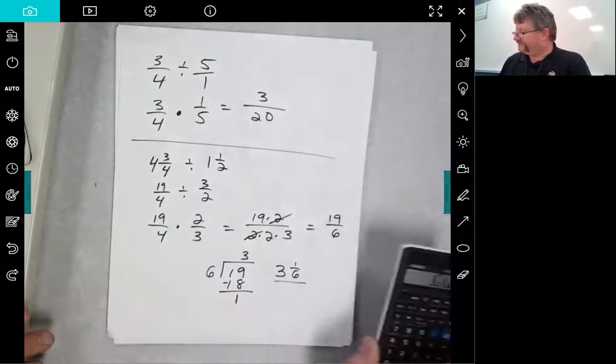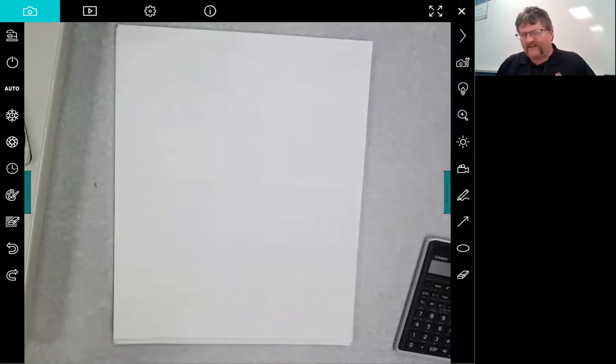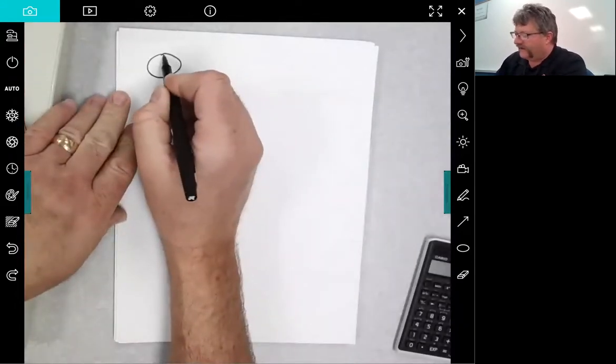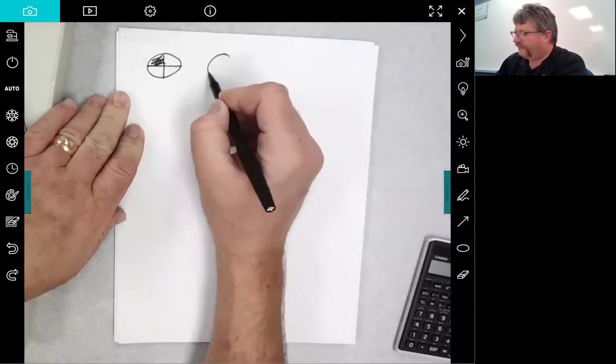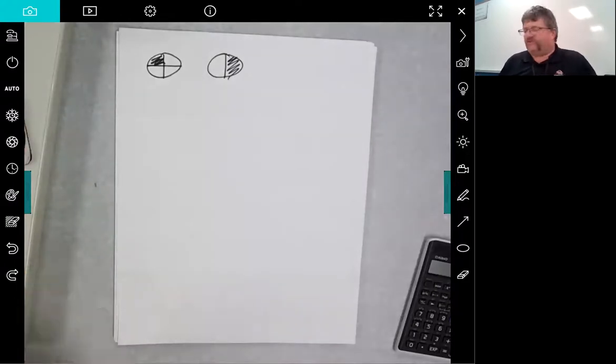All right. Multiply and divide, knocked out. What about adding and subtracting fractions? Well, we need this little thing called a common denominator to add and subtract fractions. And the reason we need that, if I have this problem here, and I want to add these two fractions together.